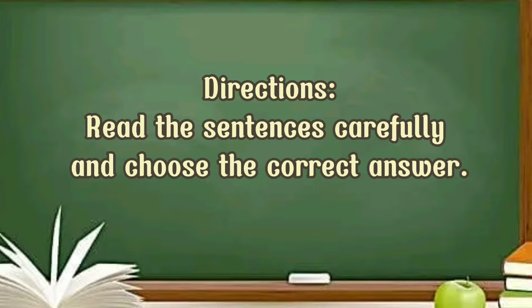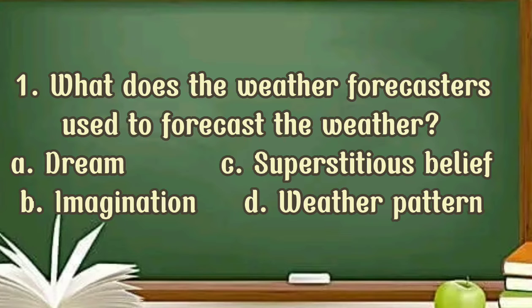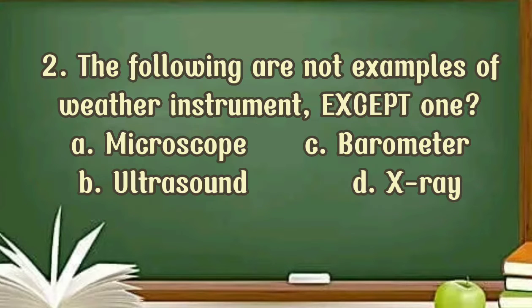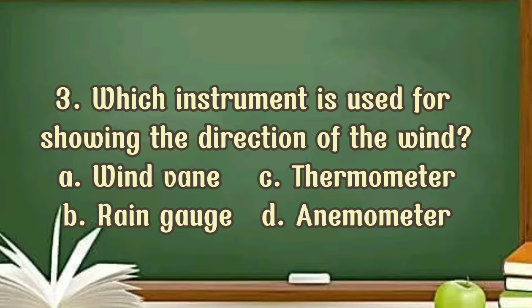Directions. Read the sentences carefully and choose the correct answer. Number 1. What do weather forecasters use to forecast the weather? A. Dream, B. Imagination, C. Superstitious belief, and D. Weather pattern. Number 2. The following are not examples of weather instruments except one. A. Microscope, B. Ultrasound, C. Barometer, D. X-ray.